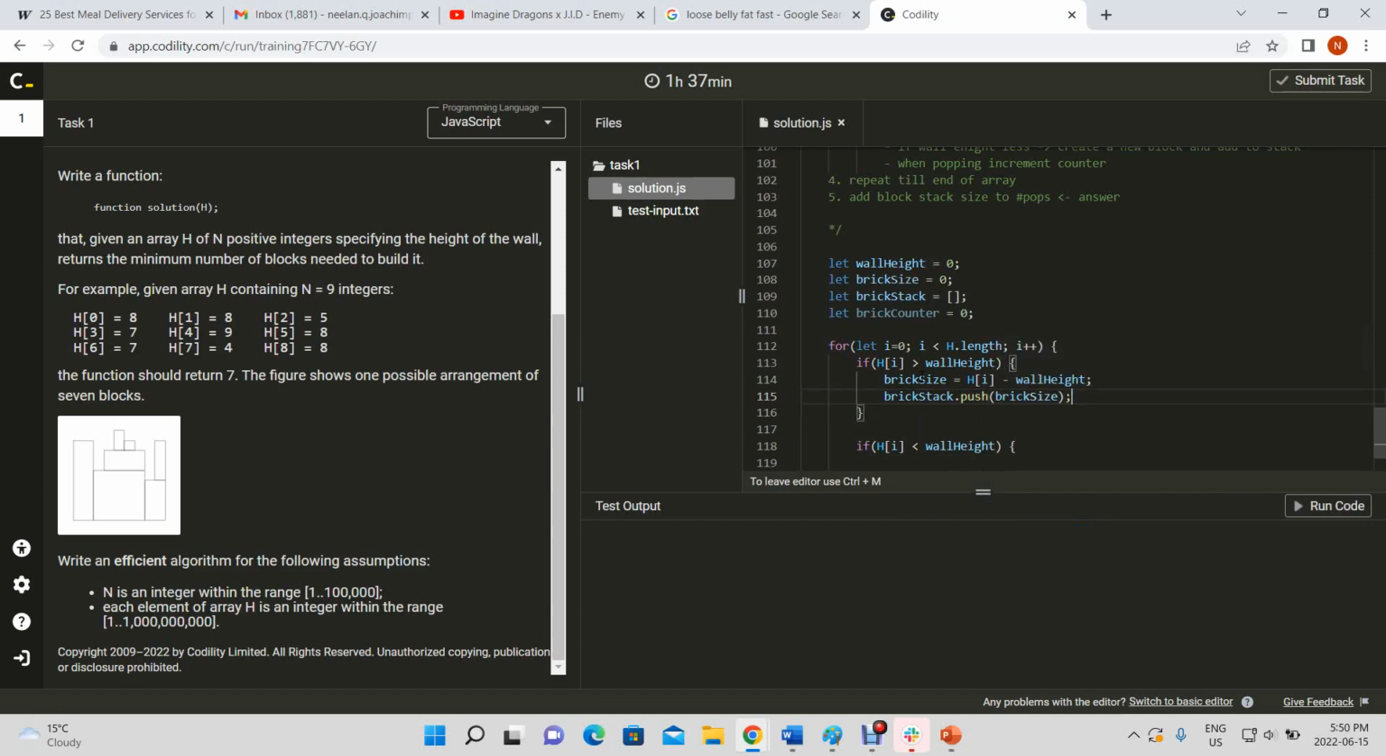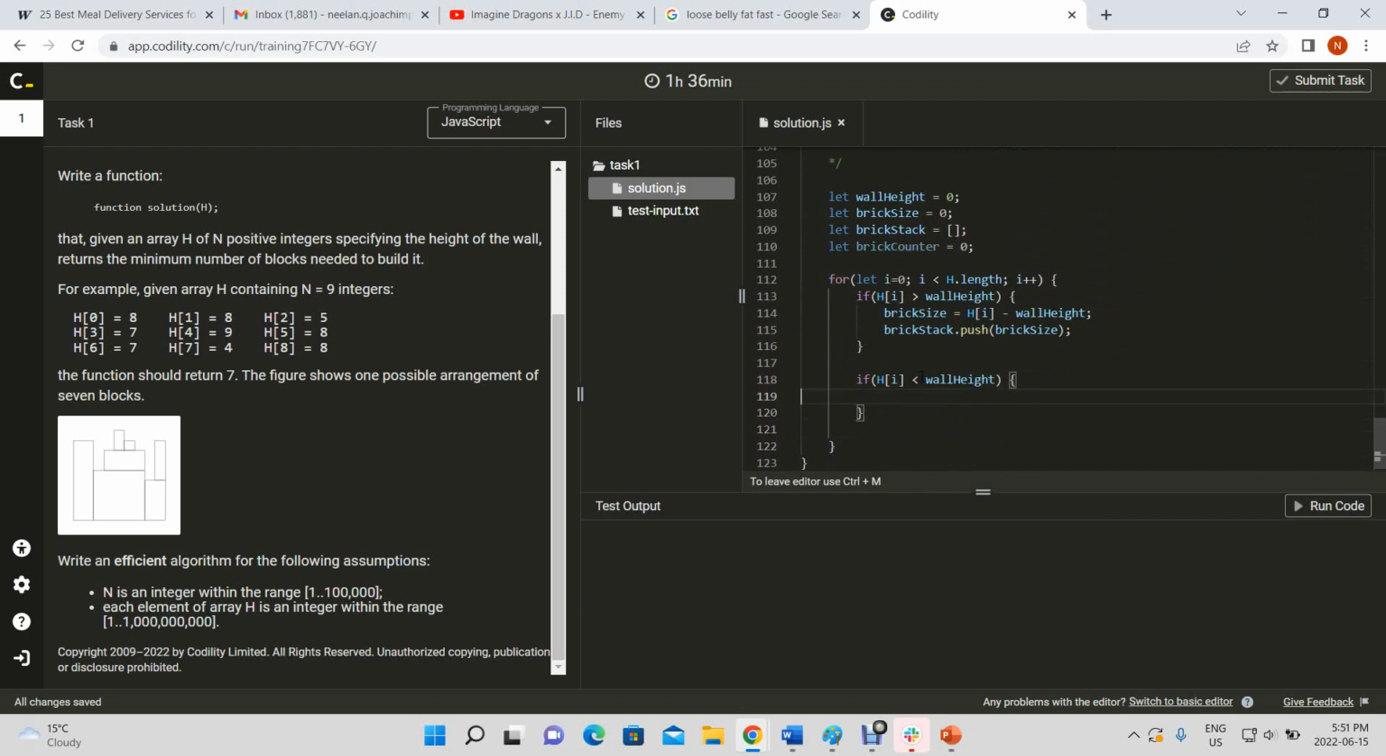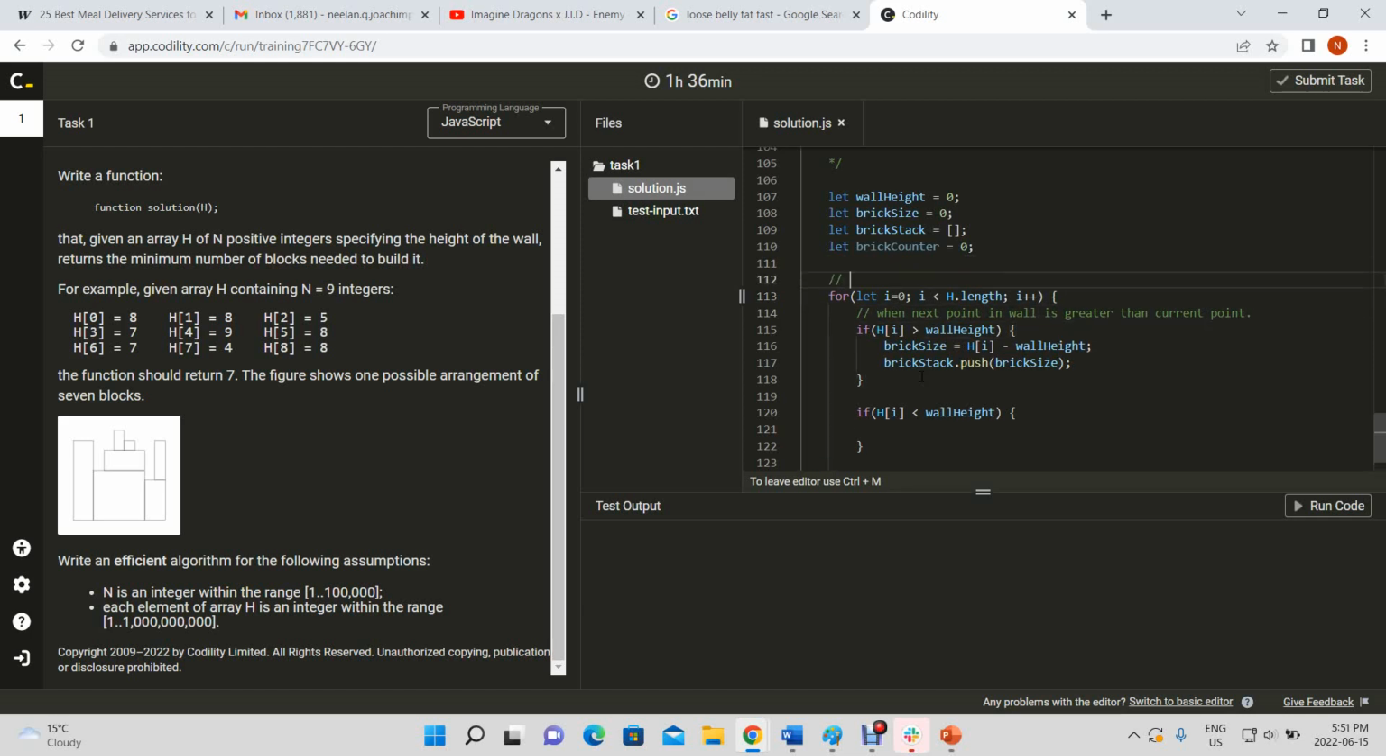All right, did we get everything that's needed during wall height increase? Yeah, I think so. So this condition is when the next point in wall is greater than current point, right? And we'll add another comment here. Iterate through heights of wall.